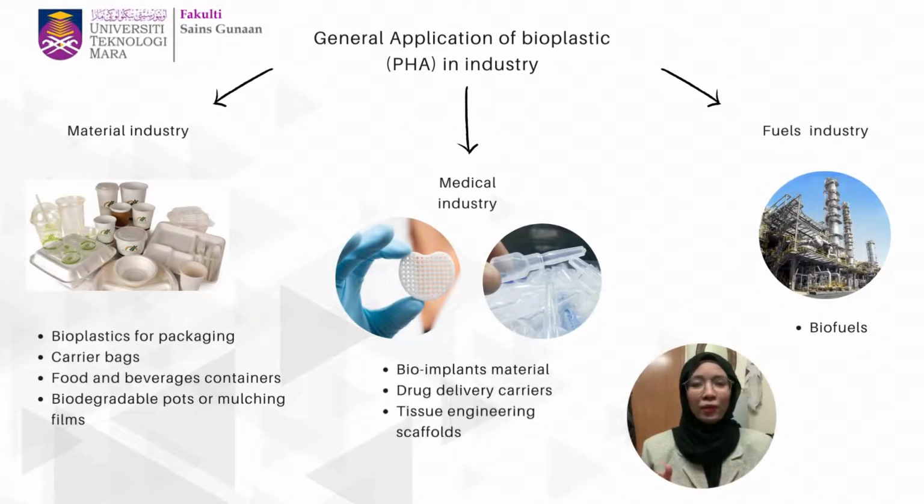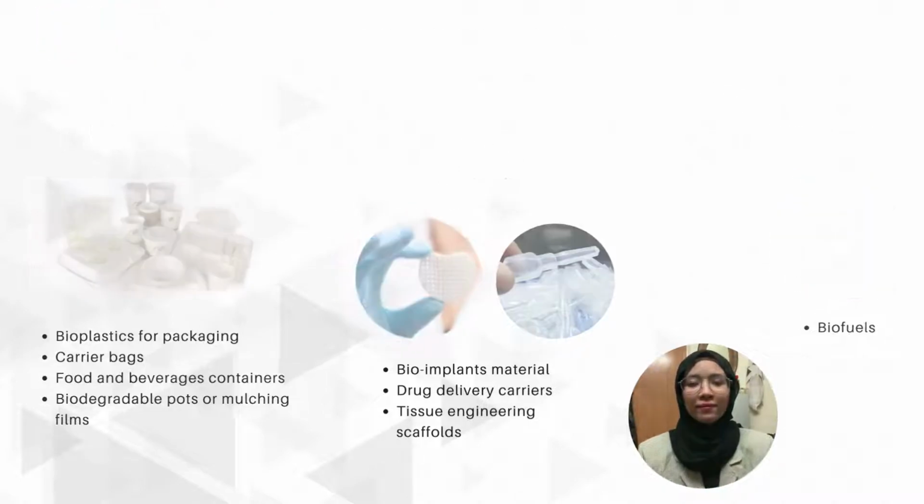These technologies will help cities in managing waste in a more sustainable and cost-efficient way. In the figure stated, the general application of bioplastic PHA is in the three most common industries, which are the metal industry, the medical industry, and lastly the fuels industry.